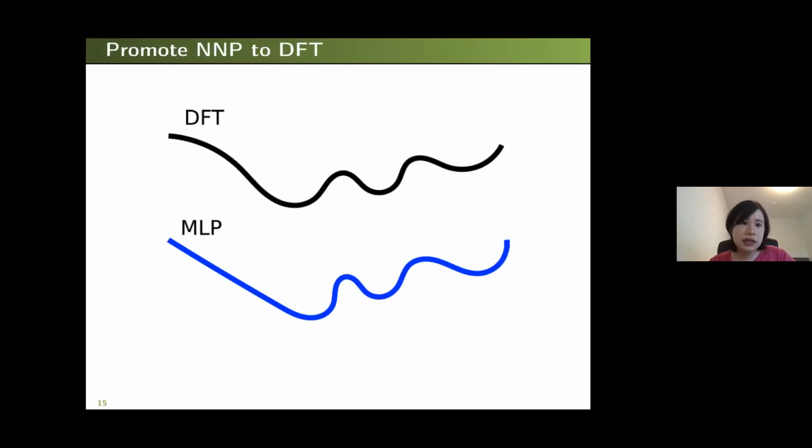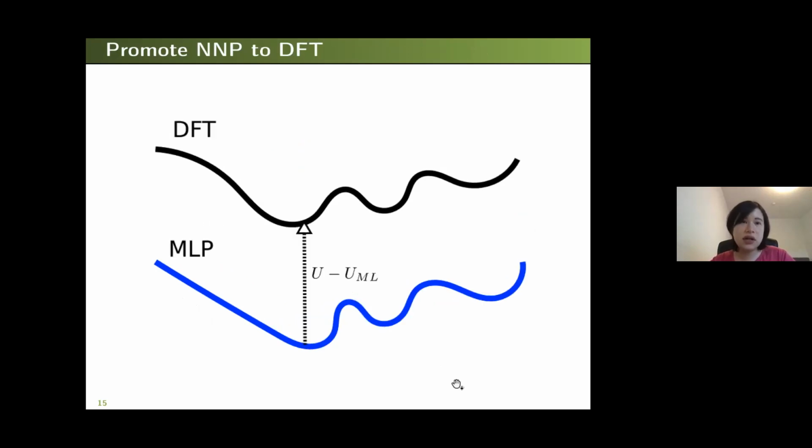So the idea is that we would like to promote our machine learning potential to our ground truth, which is density functional theory in this case, in order to correct for the residual error. And we not just want to make this correction for a given configuration, but for the whole potential energy surface. You can imagine there are two potential energy surfaces, one from density functional theory, the other from the machine learning potential, and they are subtly different.